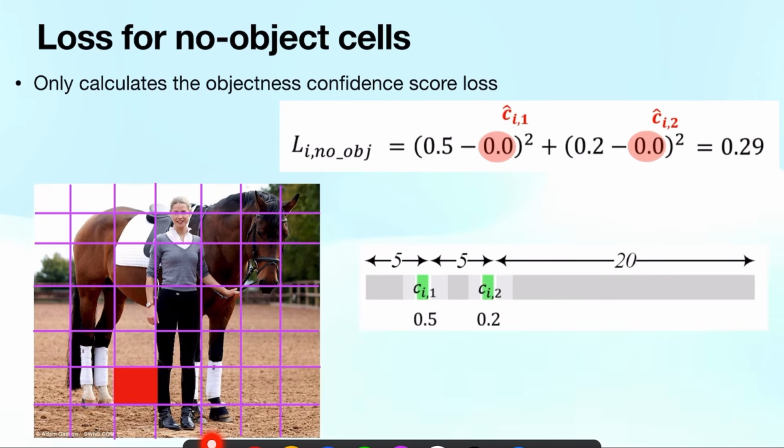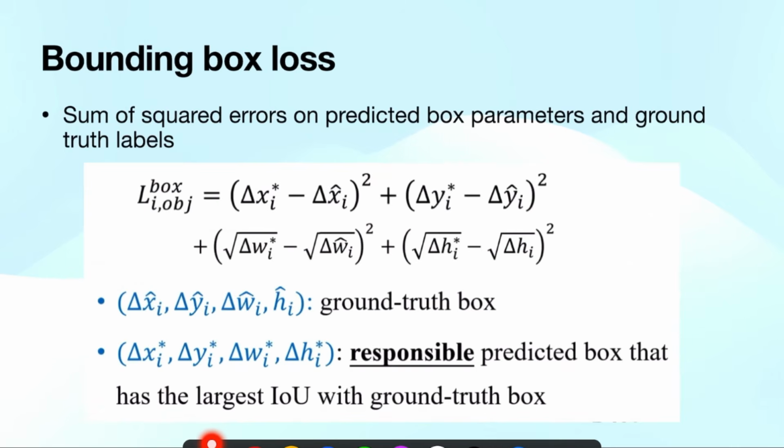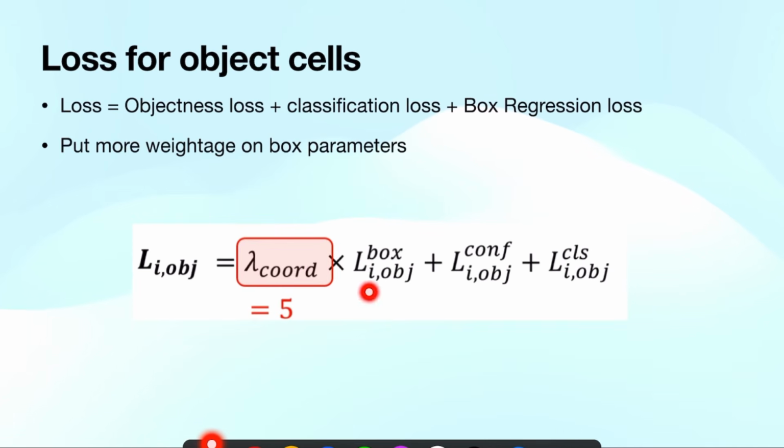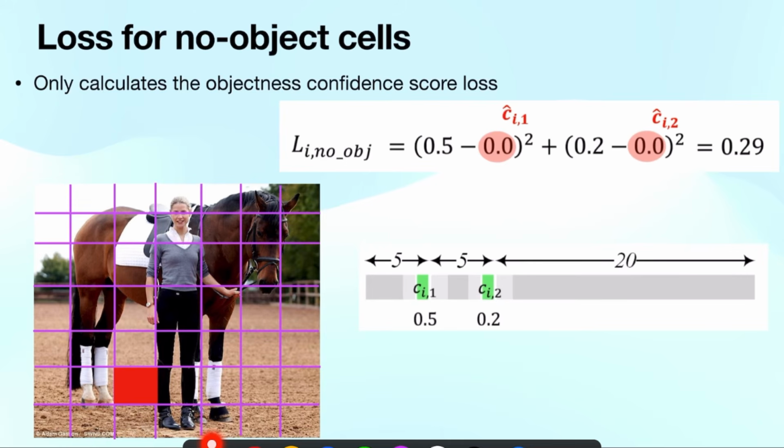Now what happens if there is no object in the cell? Okay, so far we have seen 3 types of losses for the grid cells where there is an object. These are the 3 types of losses. Now if I don't have any object in a particular grid cell, what should I do? If I don't have any object, there won't be any boxes or any class probabilities. The only loss we will calculate is the objectness score loss. Here the targets are always zeros because there are no objects. Only your predictions can have some values between 0 and 1.